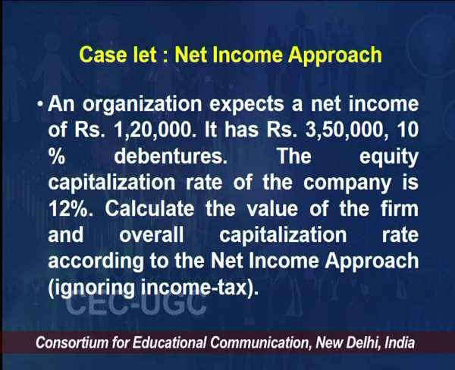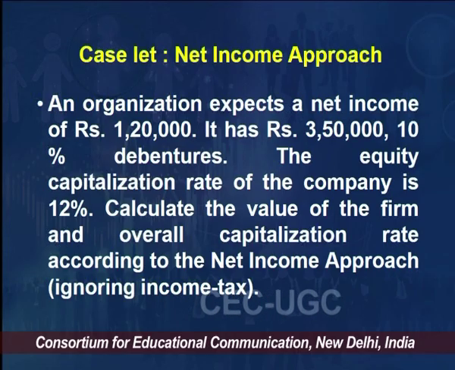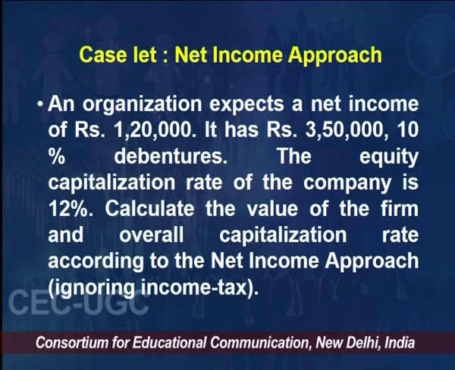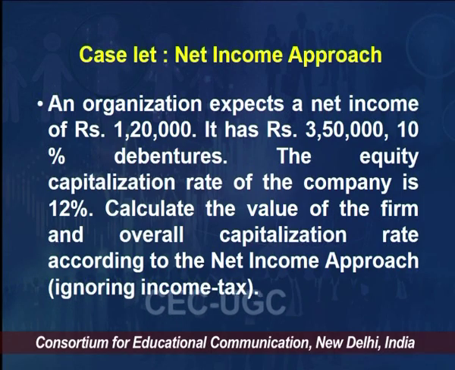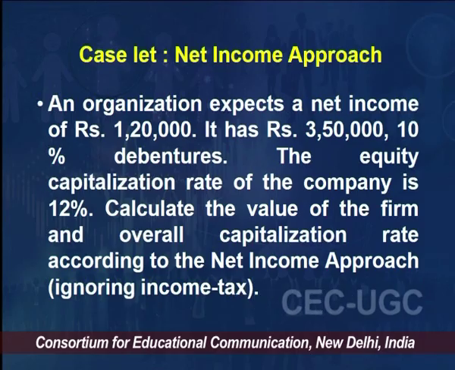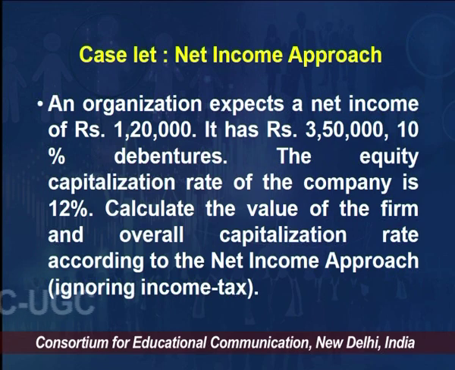Now, I am going to take up another example, another question of the net income approach. It goes like this. An organization expects a net income of rupees 1,20,000. It has rupees 3,50,000 10% debentures. The equity capitalization rate of the company is 12%. Calculate the value of the firm and overall capitalization rate according to the net income approach, ignoring the tax effect.